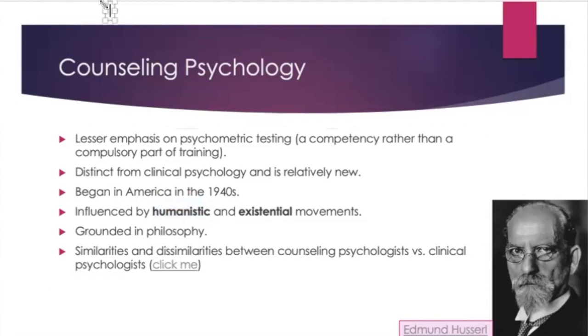Humanism is a particular philosophy where they believe that people are naturally capable of finding positive things in their lives. Very similar to that are existential movements. So this comes from existentialism. Existentialism is, once again, a philosophy. Existentialism comes from something called phenomenology.